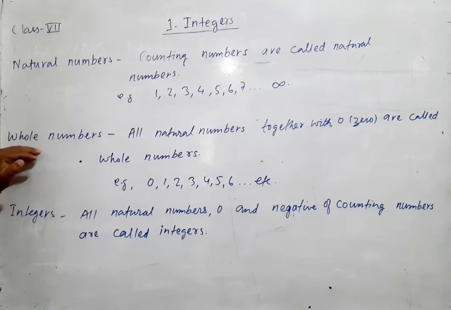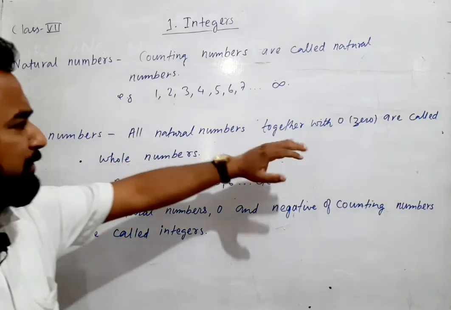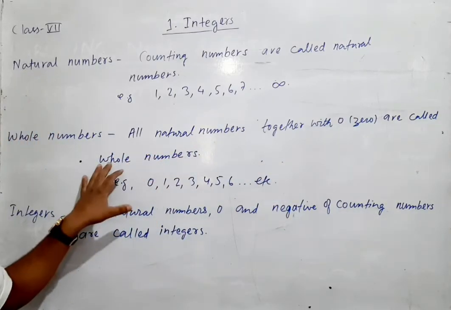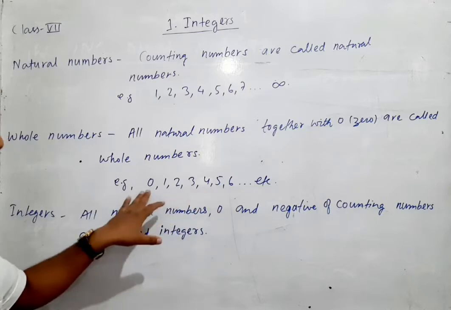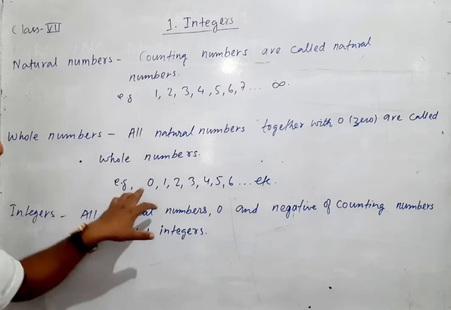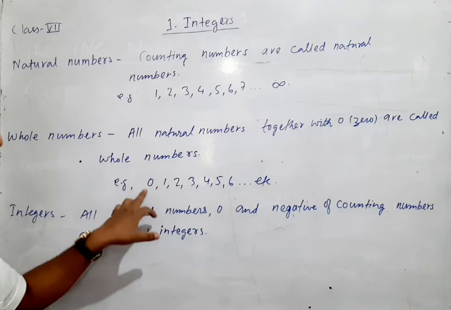And next you have whole numbers. Whole numbers are what? All natural numbers together with a 0 are called the whole numbers. If you put a 0 before the counting numbers, then these are called whole numbers.